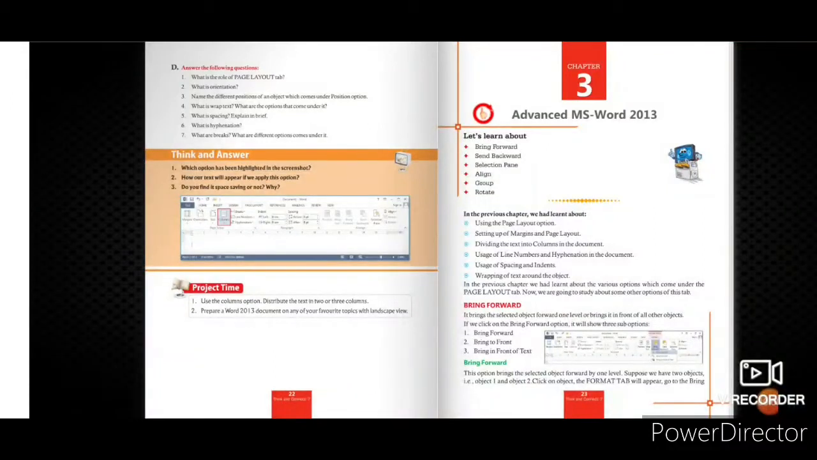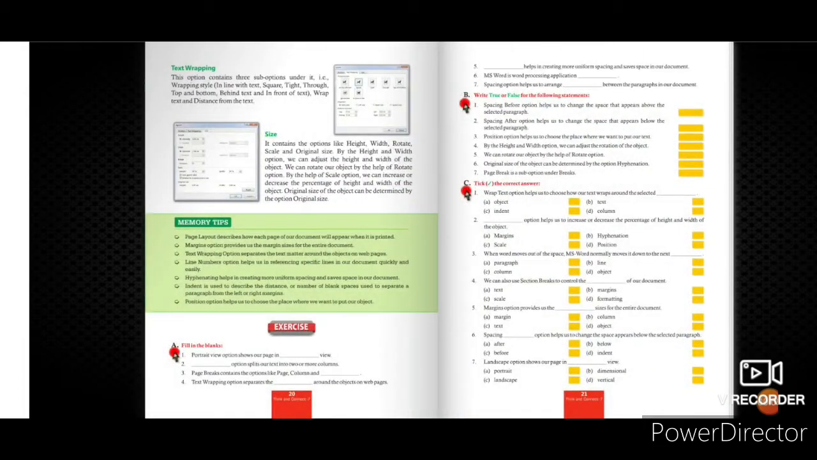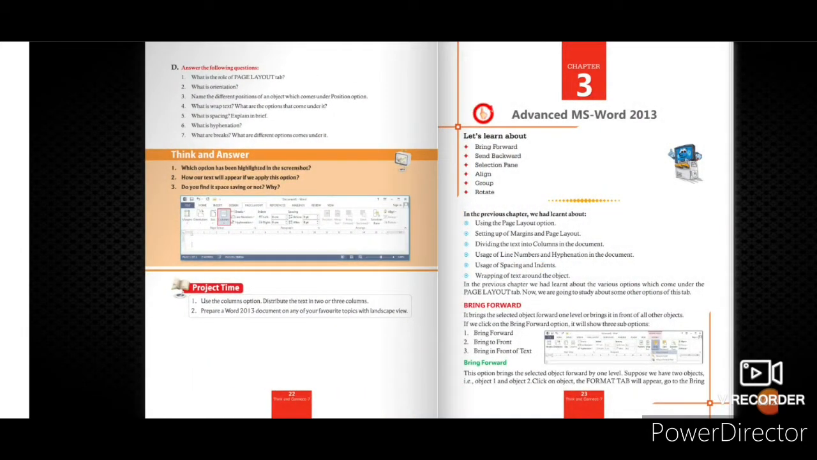So students, this is the question and answers of the chapter second, Word. What is the role of page layout tab? So on page number 20, you can see the memory tips first. Page layout describes how each page of our document will appear when it is printed. So this is the first answer, the page layout tab's role.